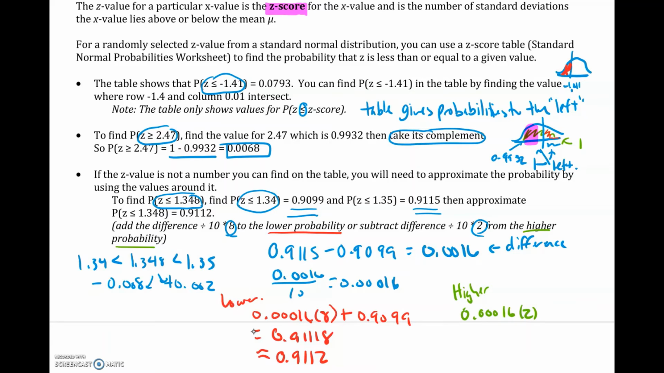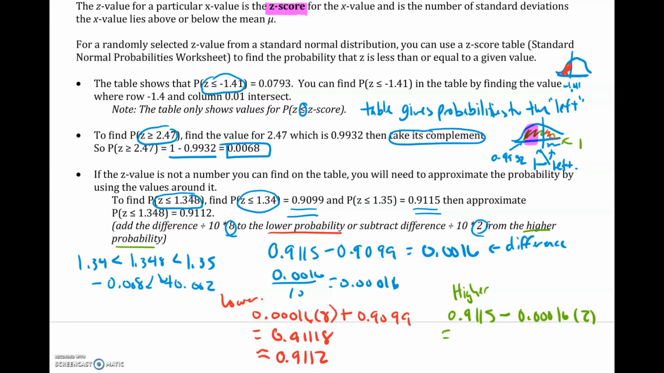Okay? And then what we want to do is actually take that number and we want to take it away from the higher probability. So let me actually rewrite this so I have a little more space. So we're going to take that higher probability, which is 0.9115, and we're going to take away that 0.00016 times 2.